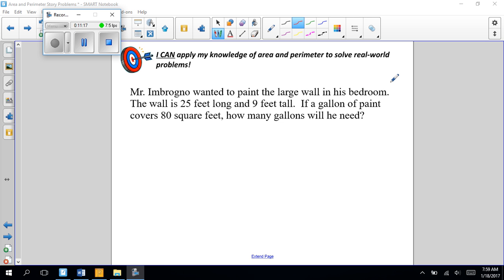All right, Mr. Ambrogno wanted to paint the large wall in his bedroom. The wall is 25 feet long and 9 feet tall. If a gallon of paint covers 80 square feet, how many gallons will he need? Go ahead and pause it, people.